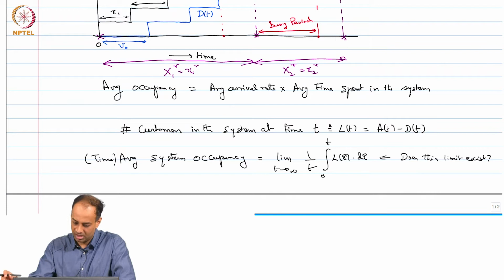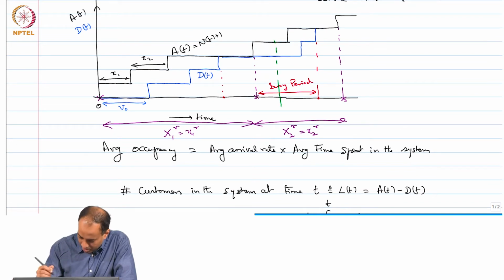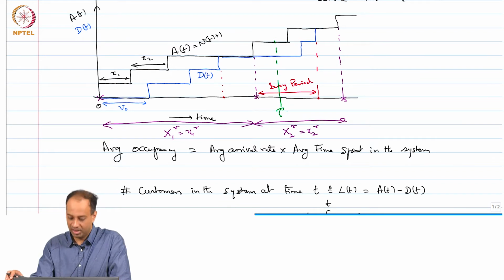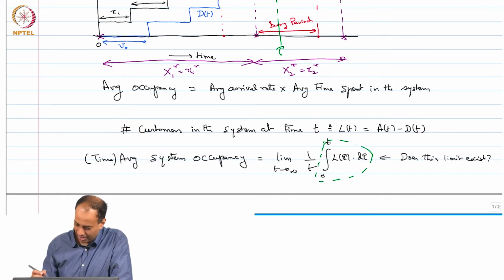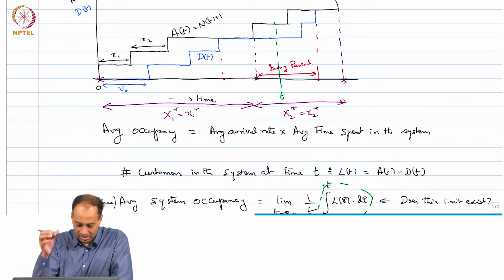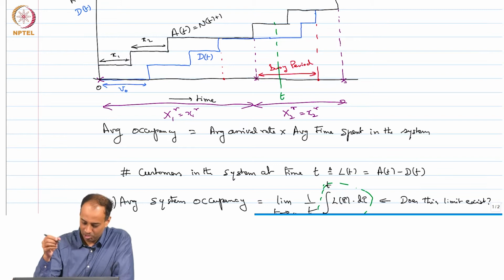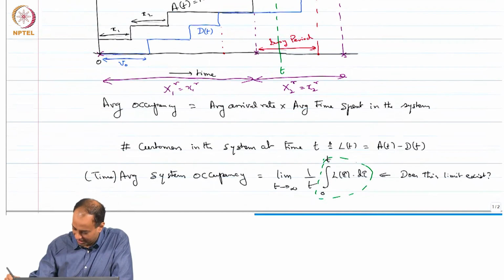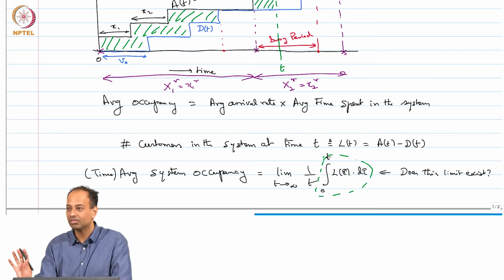Okay. So, if you take some time t, what is this integral 0 to t L of tau d tau? See, L of tau is simply a of tau minus d of tau. So, the integral from 0 to t will simply be the area between the a and the d curves, correct. So, this integral that I have circled in green will simply be that bit, till t you have to integrate out and get that area, and divide by t.